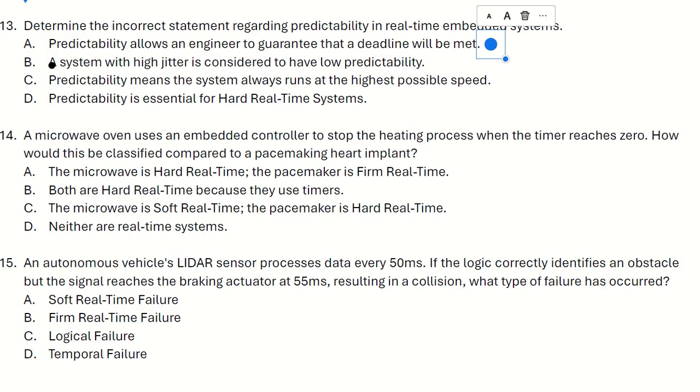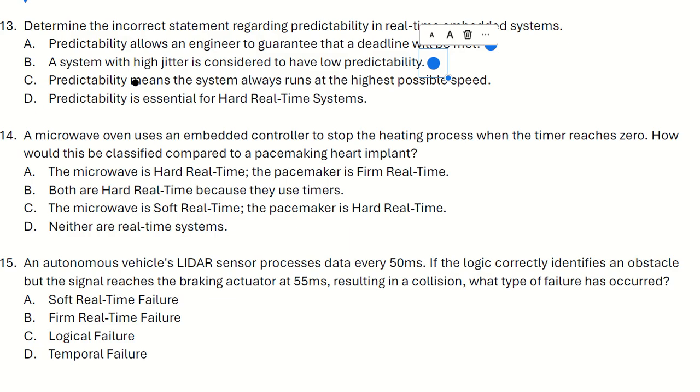Okay. So next, a system with a high jitter is considered to have low predictability. So this one, we also know that it's correct, or incorrect. If your jitter is high, the predictability is low, I mean the deviation is very big. It says low predictability, which still looks acceptable. Still, you cannot say it's wrong.